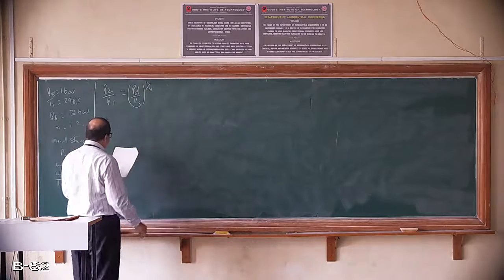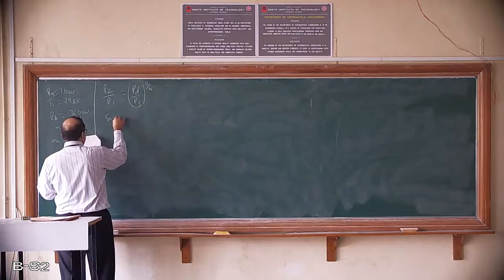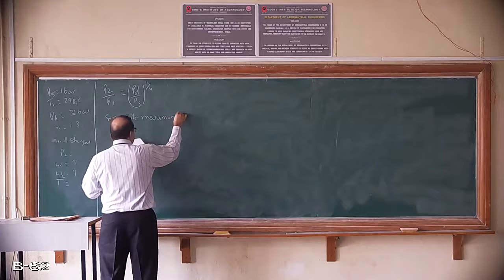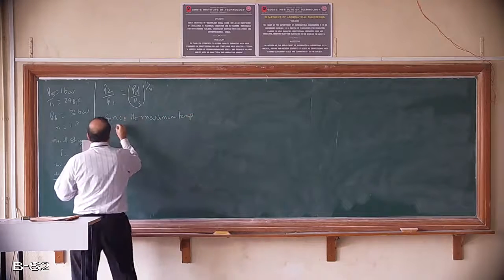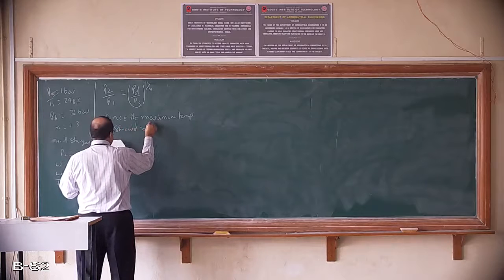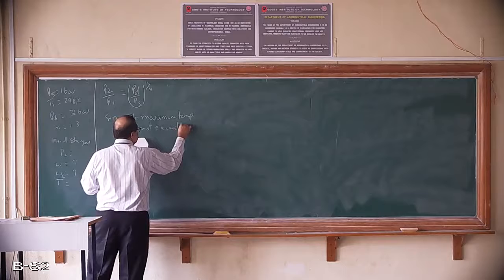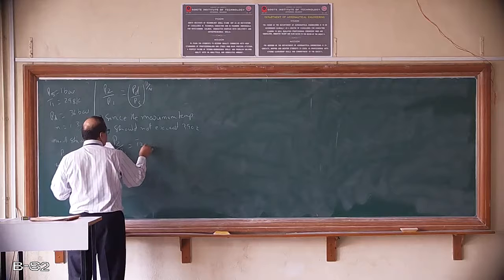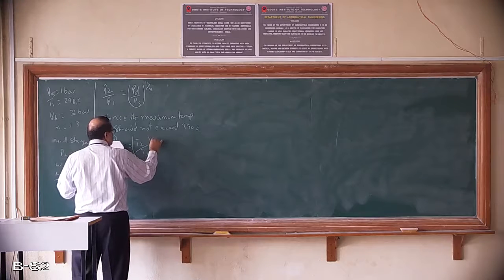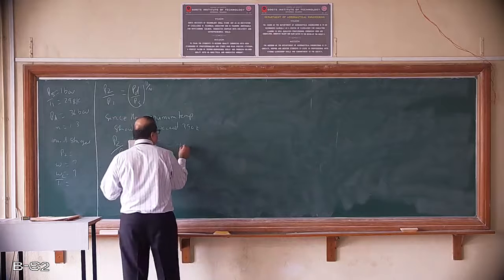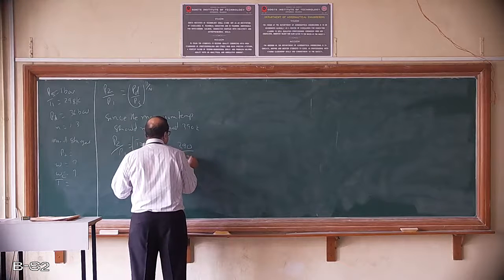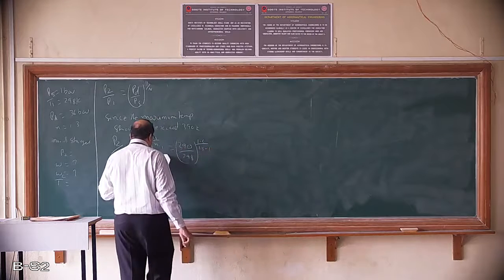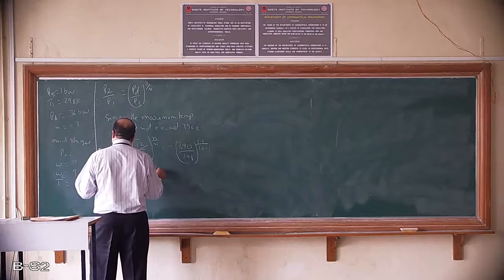So N is number of stages. Since the maximum temperature should not exceed 390 Kelvin, P2 by P1 is equal to T2 by T1 to the power of N by N minus 1, which is 390 divided by 298 to the power of 1.3 divided by 1.3 minus 1. So here we get this as 4 stages.